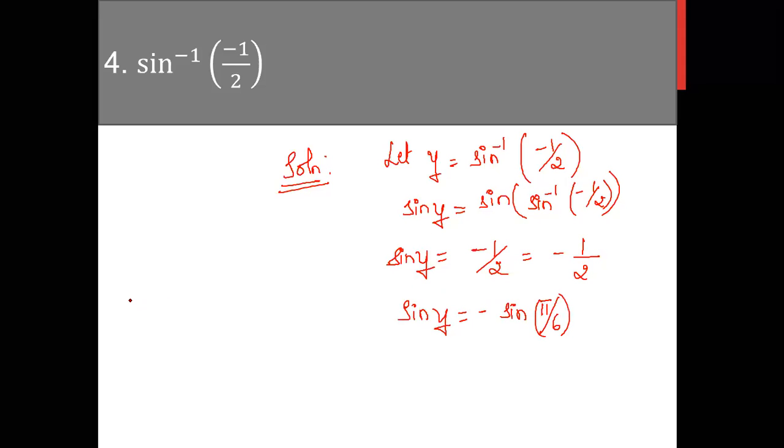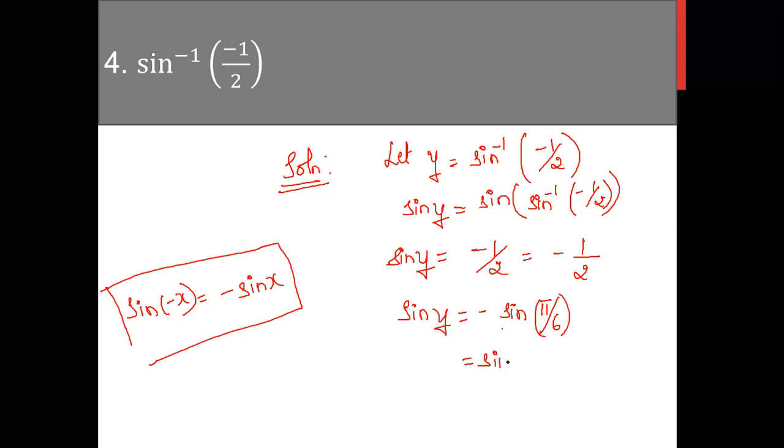Okay, but we have a formula called sine of minus x is equal to minus sine x. Correct? Now we have minus sine pi by 6. So using this formula, we can write it as sine of minus pi by 6. Why did we write this? Because we can compare the answer for y only when the angle is inside the sine. Correct? So it is sine of minus pi by 6. So by comparing it is minus pi by 6.